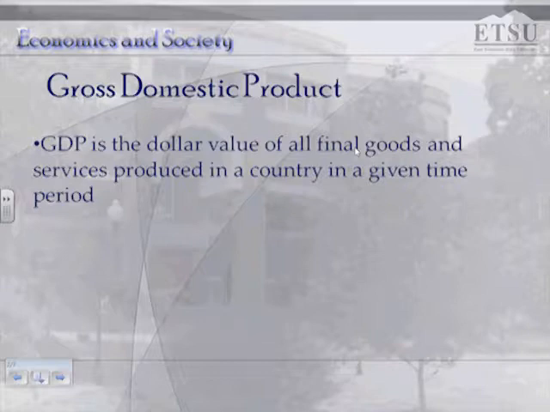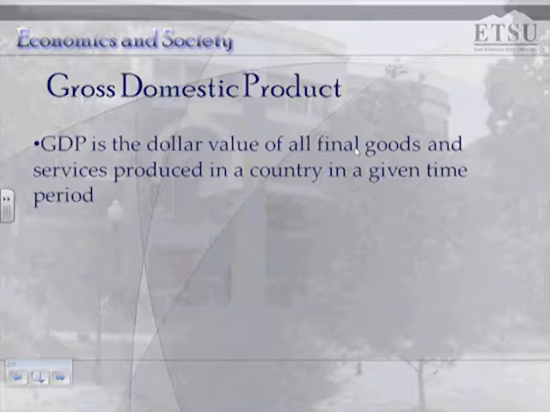So if we think about all the parts that go into an automobile, Goodyear produces tires, and those tires might be sold to Ford Motor Company. And if we counted the value of those tires once when they were sold to Ford Motor Company, we would be counting them twice, because we would count them once again when the Ford Motor Company sold the final output, which is the car. So we have to be sure that we're only counting final goods and services.